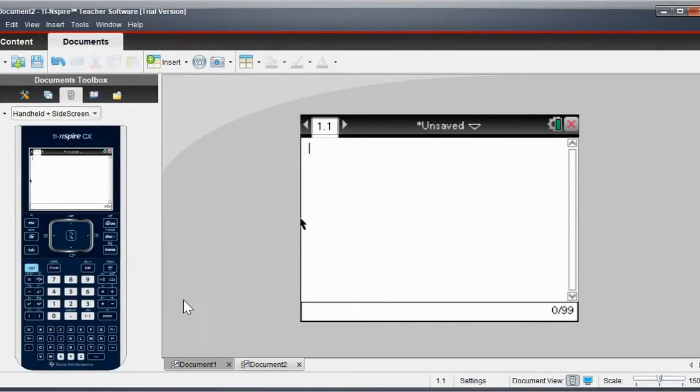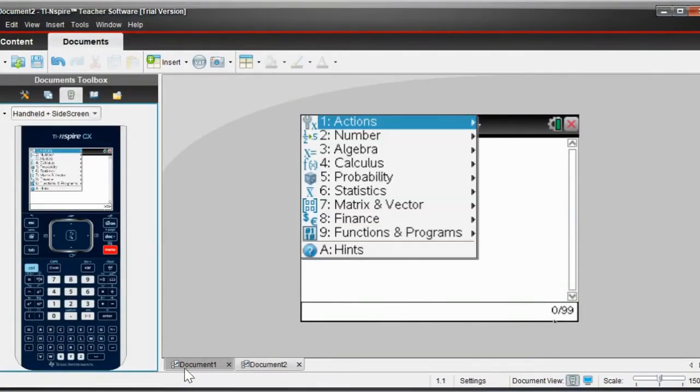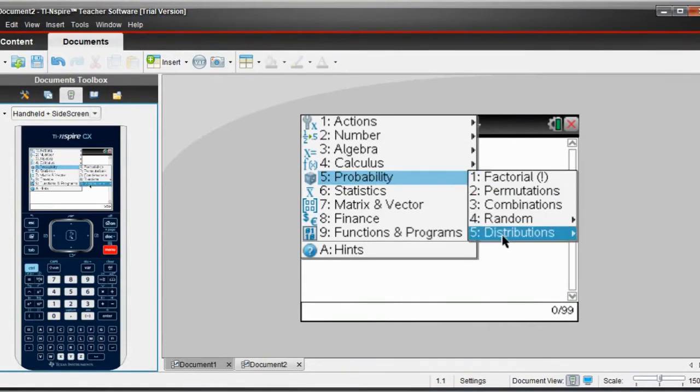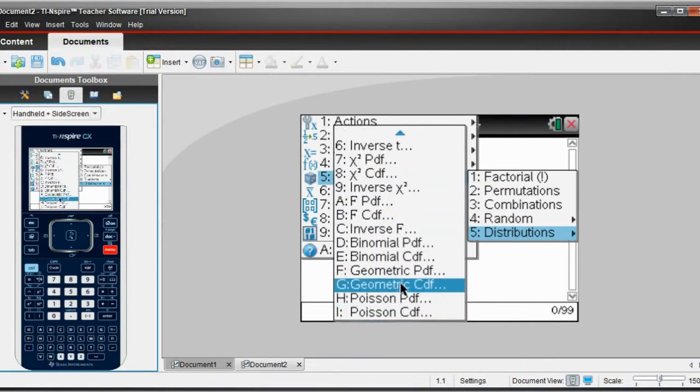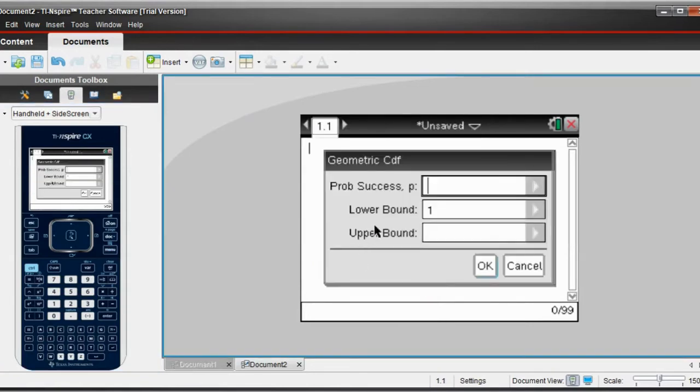So remember, we get into this by going to our menu button, and then you go to 5 for probability, 5 for distributions. And in this case, remember, we said we want a geometric CDF. Now remember, why did we choose CDF instead of PDF? We chose CDF because this is a range of numbers. If it was asking for one exact X, we would go with the PDF. But because we have a range of them, we're going with the CDF. So we click on that.